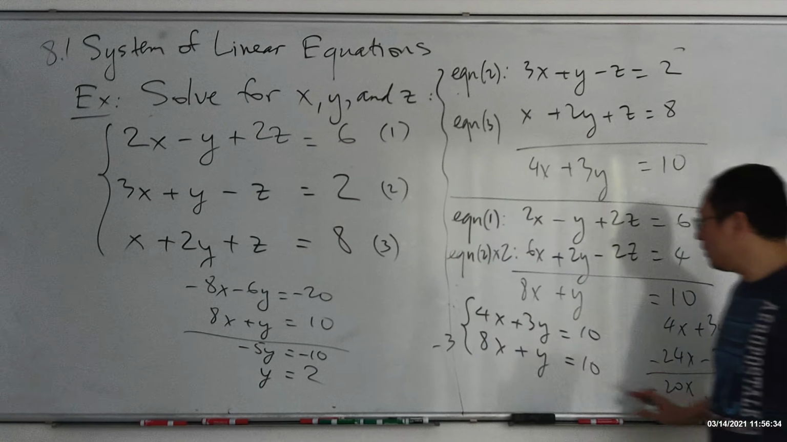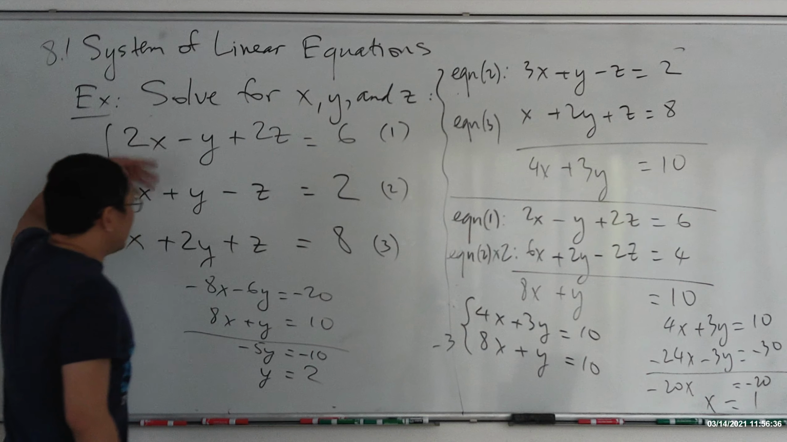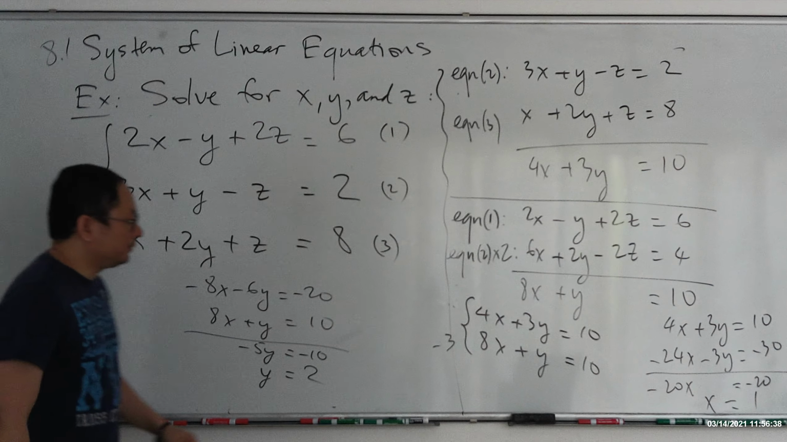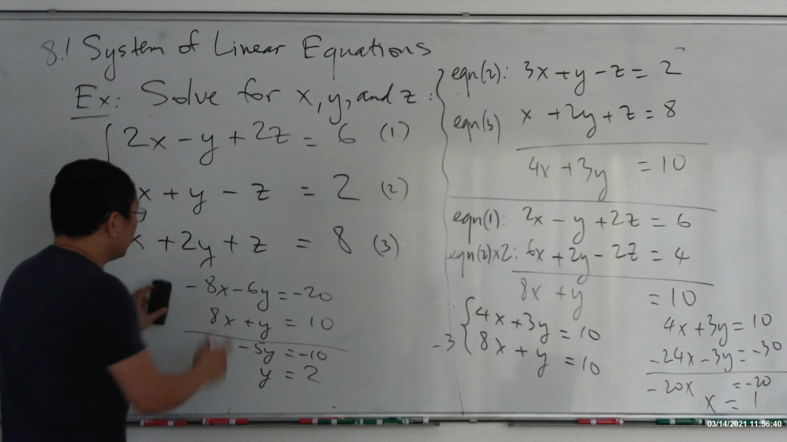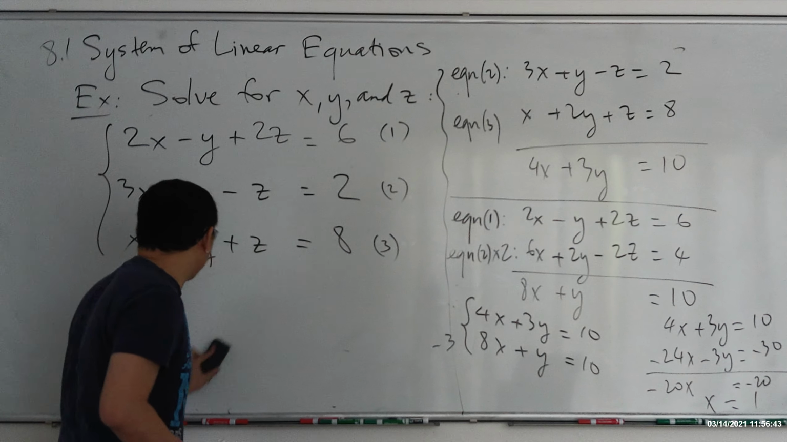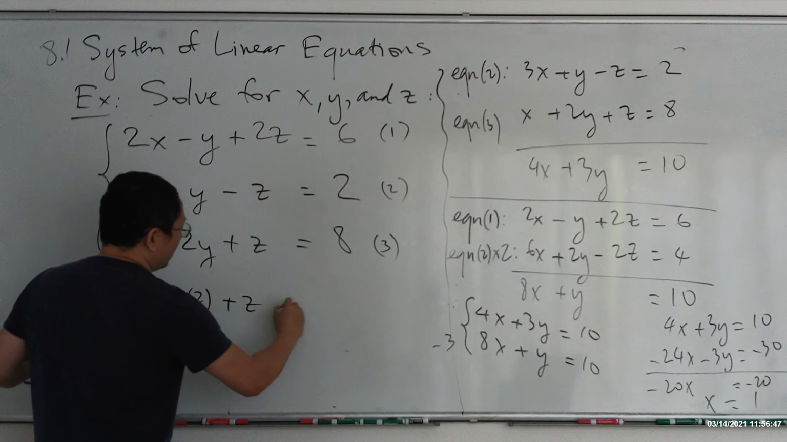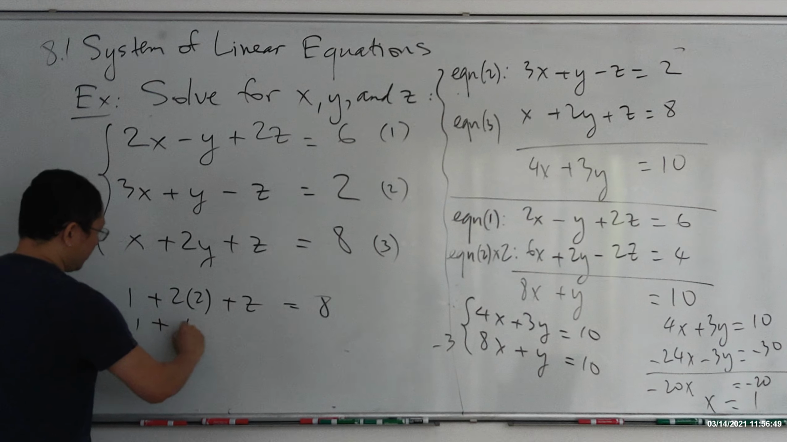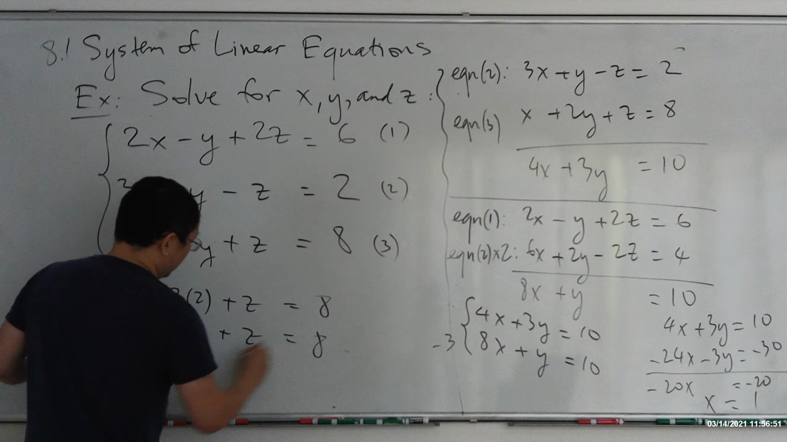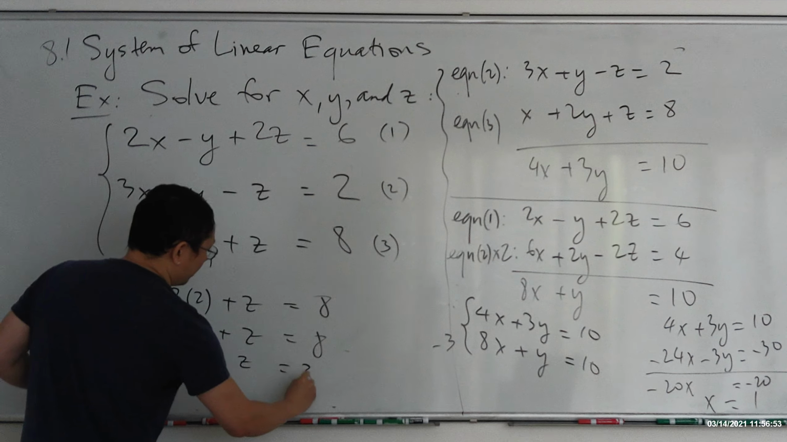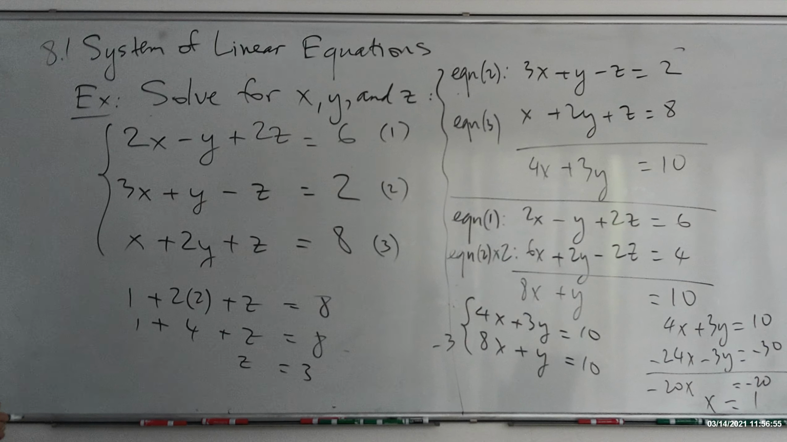After having x equal to 1, y equal to 2, plug into any of those equations, you can solve for z. Let's try to plug into the third one, okay? x is 1 and y is 2. So 1 plus 2 times 2 plus z equal to 8. 1 plus 4 plus z equal to 8. Okay, so z is 3. You have the same answer. Okay?